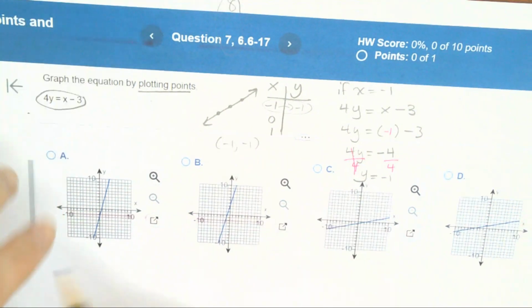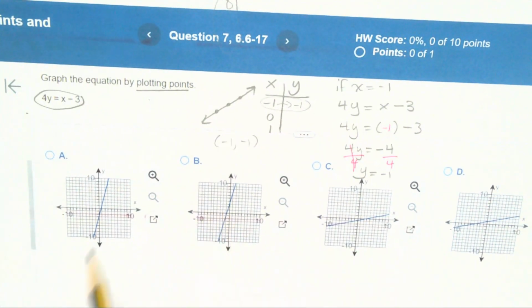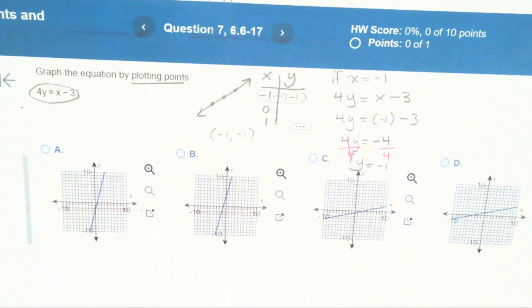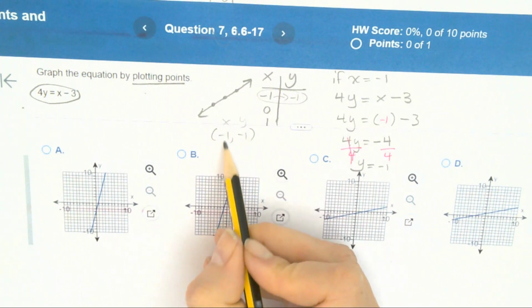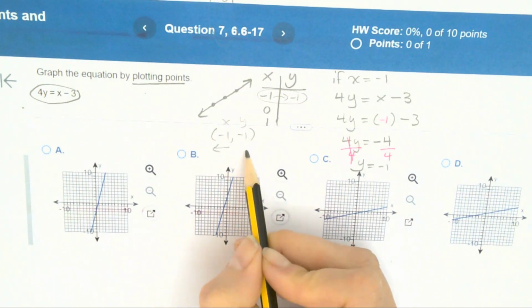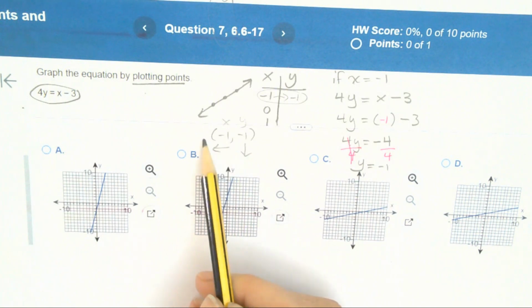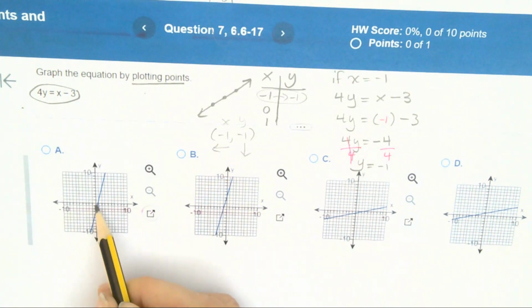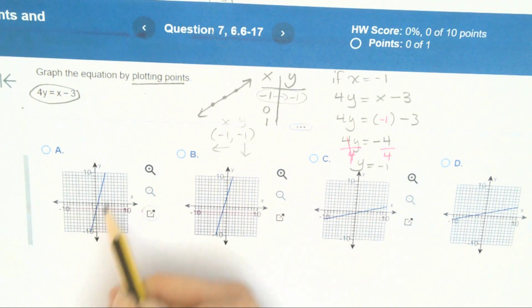So let's see which graph has this point on it. Okay, and which ones don't. Oh my gosh, they're so small. So this is x, this is y. This would be left, and this would be down. So I have to go left 1, down 1. Left 1, down 1. It's not this one, because this goes like left 1, down lots. So it's not A.